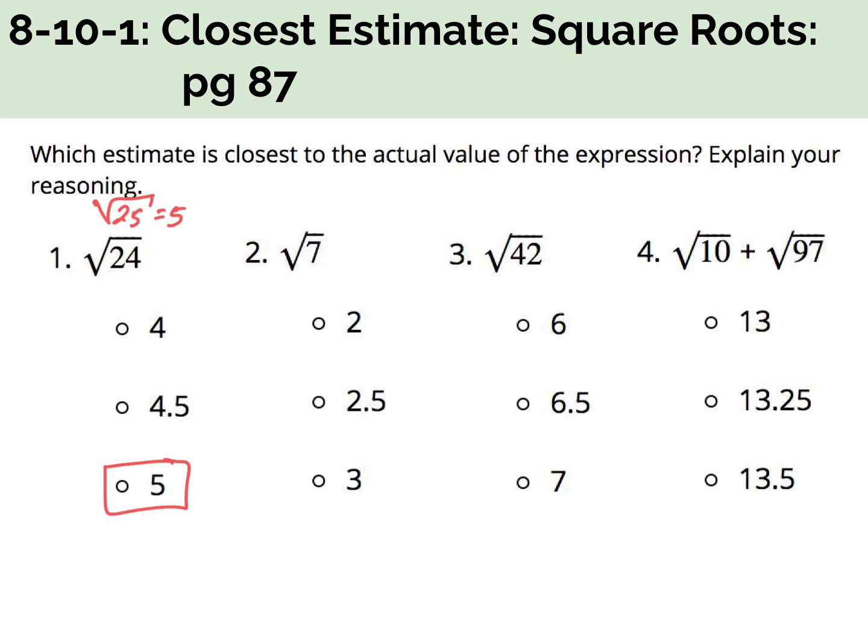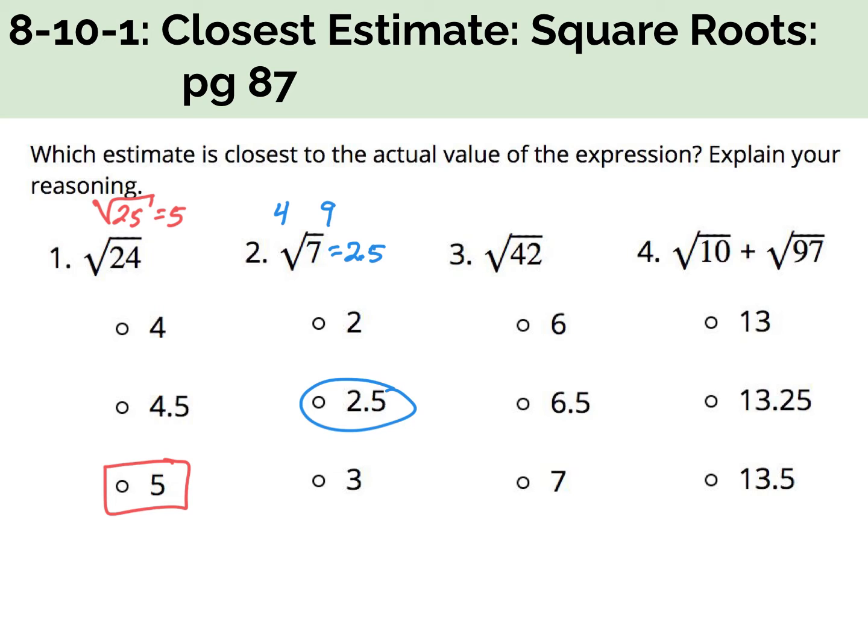Number 2, the square root of 7. It is between 4 and 9 as far as the squares, right? So it's going to be around 2.5, because it is between the square root of 4, which is 2, and the square root of 9, which is 3. So it's going to be more like 2.5.